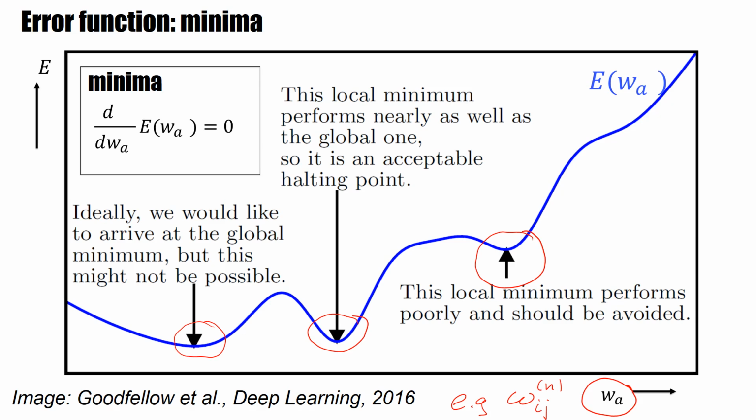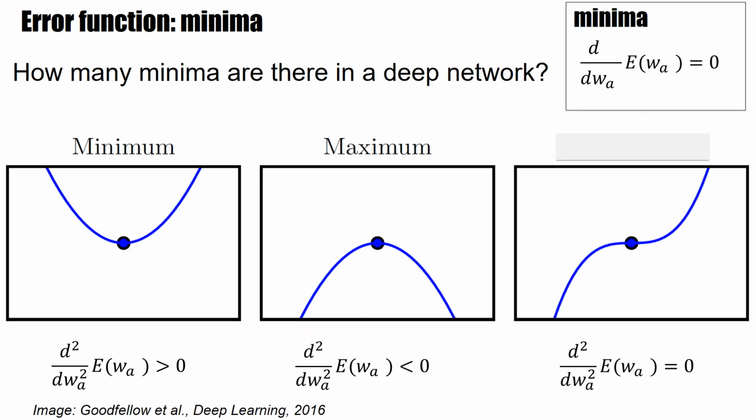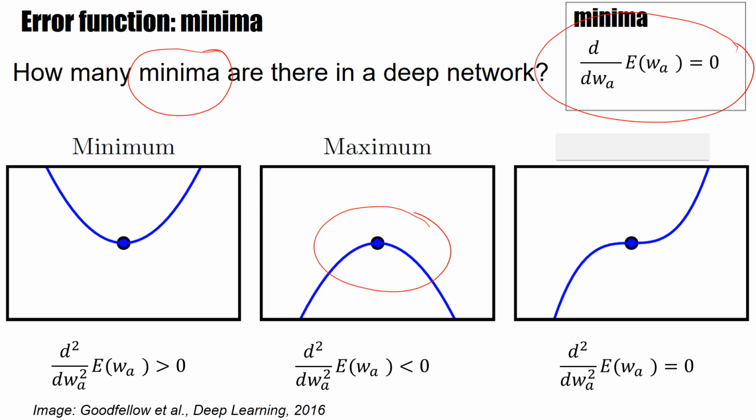But there are many of these weights. Minima are characterized by the condition that the slope is zero. So down here, it's flat. Here it's flat. Here it's flat. The derivative is zero. So minima are characterized by this zero derivative, but so are maxima. So what's the difference between a minimum and a maximum?